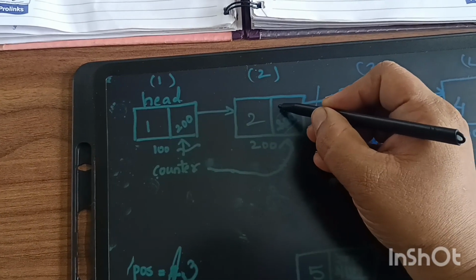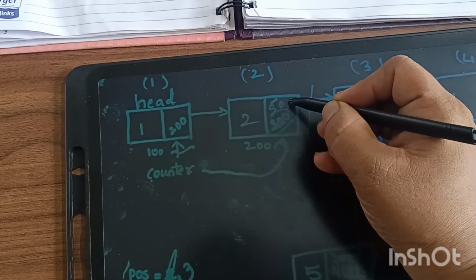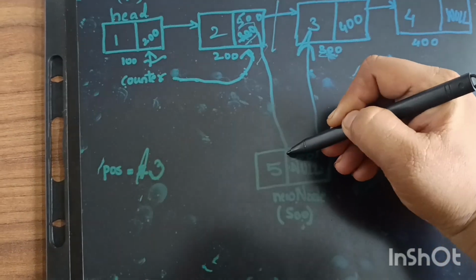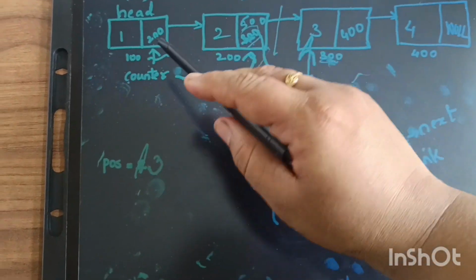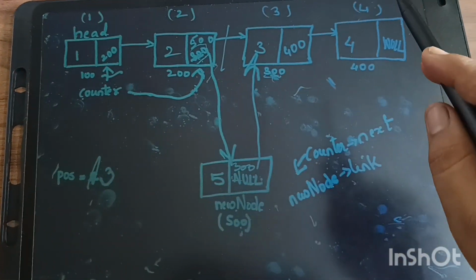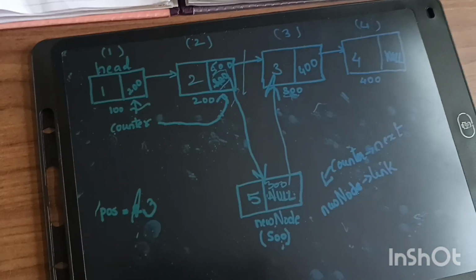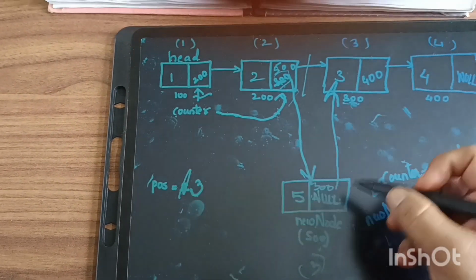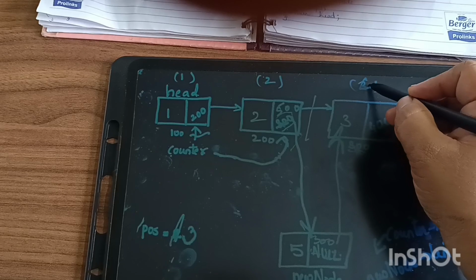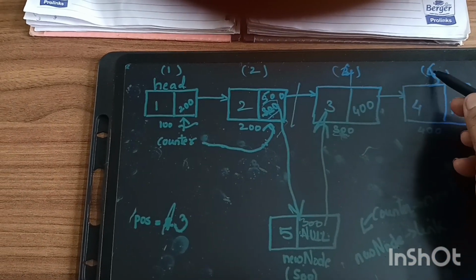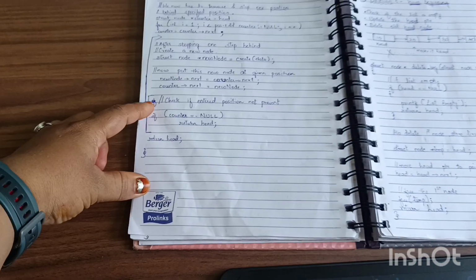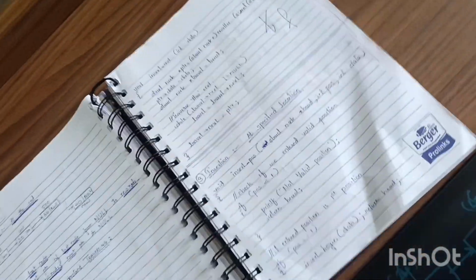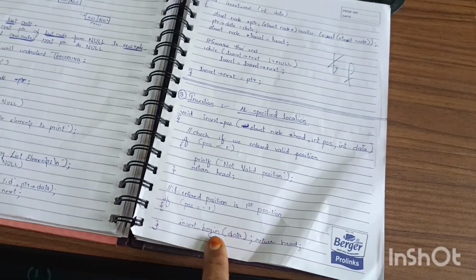So here I am storing 500. So what is happening? Now I am creating a link here. So what happened? 1, 2, 5, 3, 4. Now I have inserted a new node at position 3. Now this becomes the third node, this is fourth, and this is fifth. So this is the code through which I can do inserting at a given position.